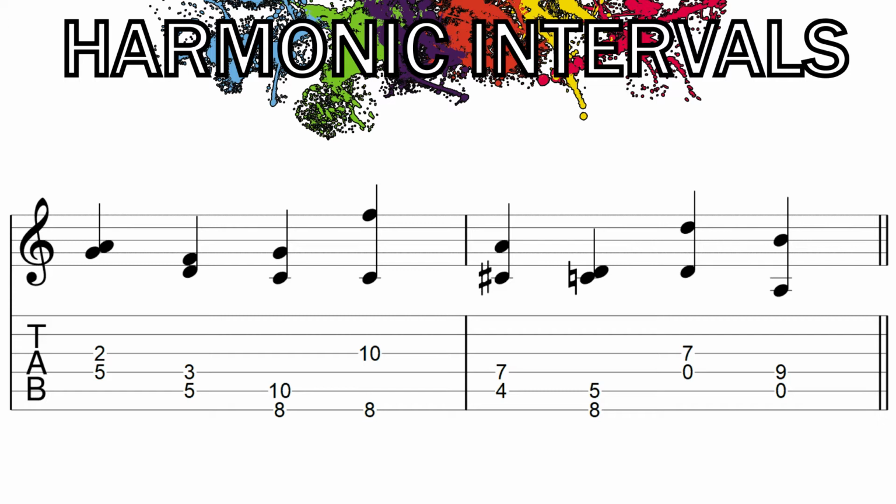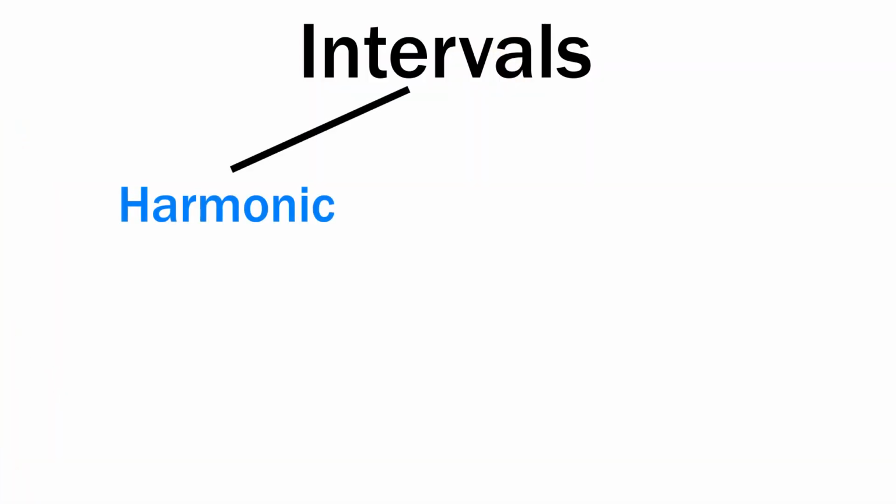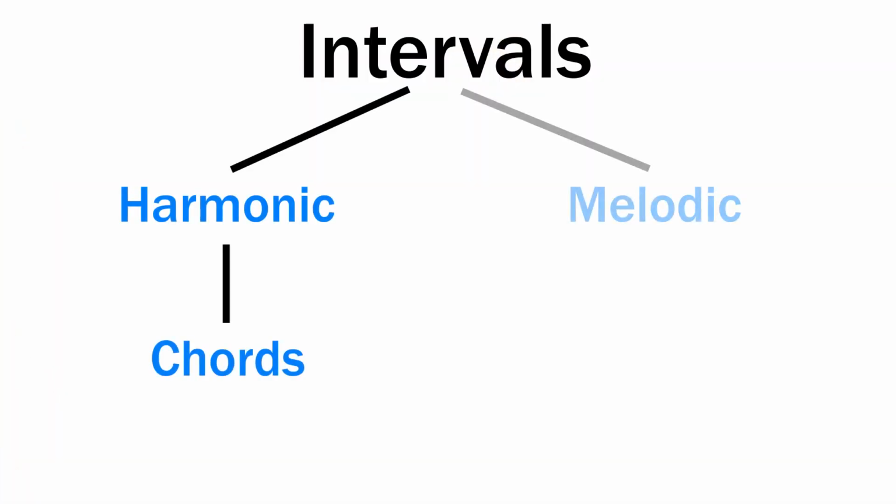That's what I meant earlier when I said that intervals are the building blocks of music. Harmonic intervals are the building blocks of chords, and melodic intervals are the building blocks of scales. You'll learn more about chords and scales later. Now that you know what melodic and harmonic intervals are, let's look at the names we use for intervals.